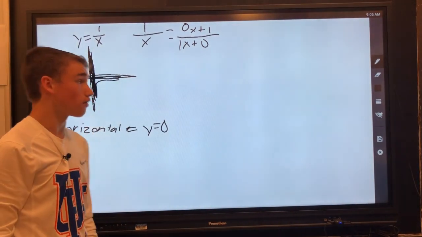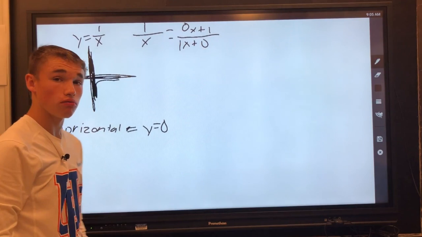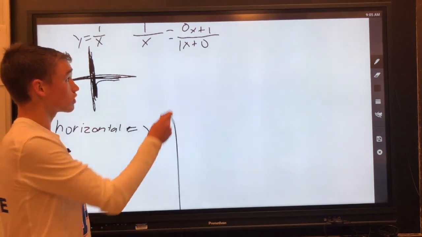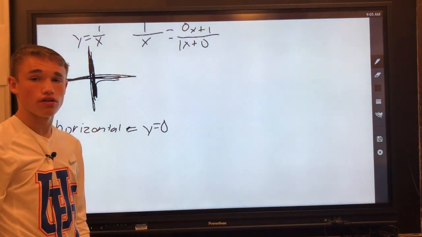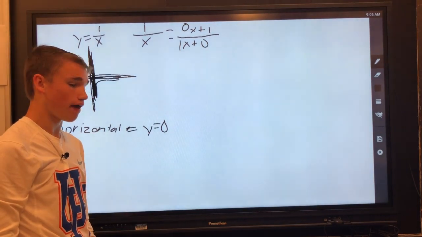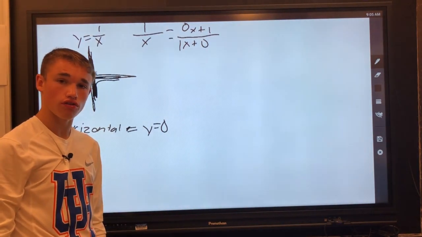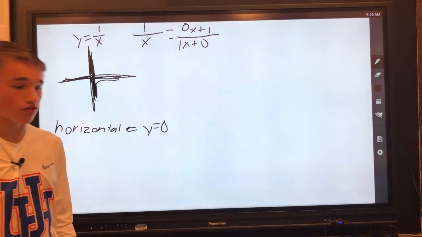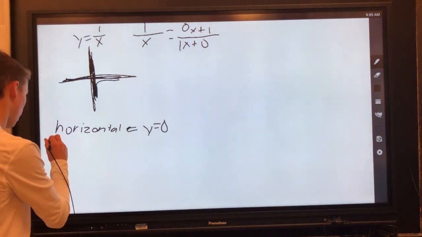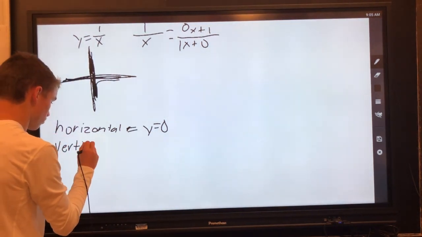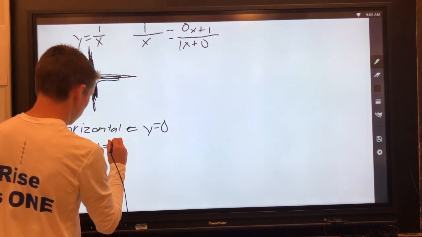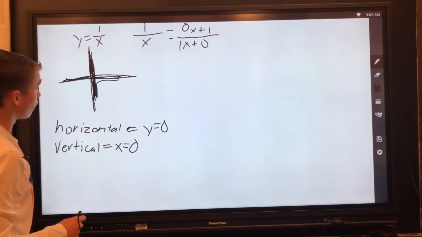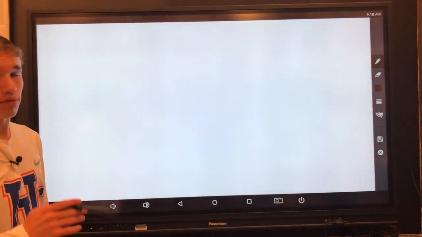The vertical asymptote, on the other hand, can be found by looking at the numerator and the denominator, finding all the factored out parts, and using those that have not been canceled out. So in this case, x plus 0 has not been canceled out, so that'll be your only vertical asymptote. It'll be x equal to 0, and there are no holes in this. All right, let's take another example here.